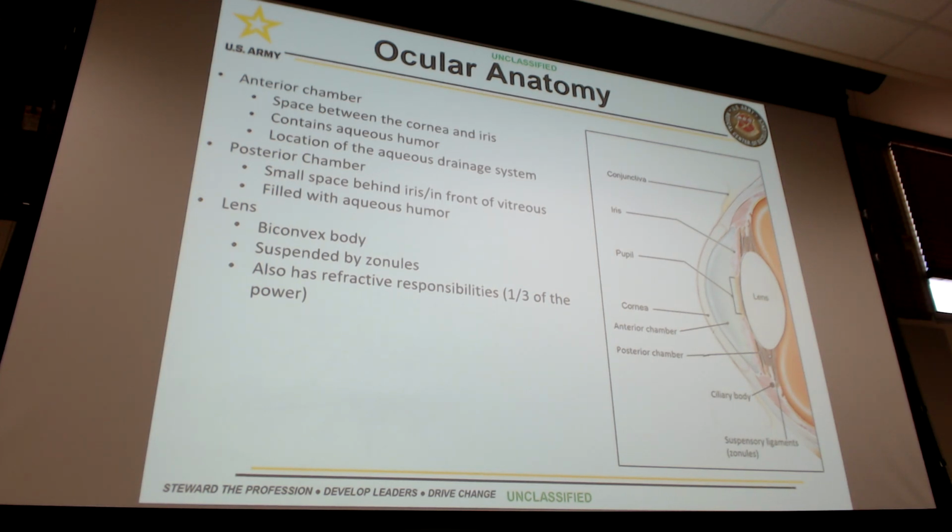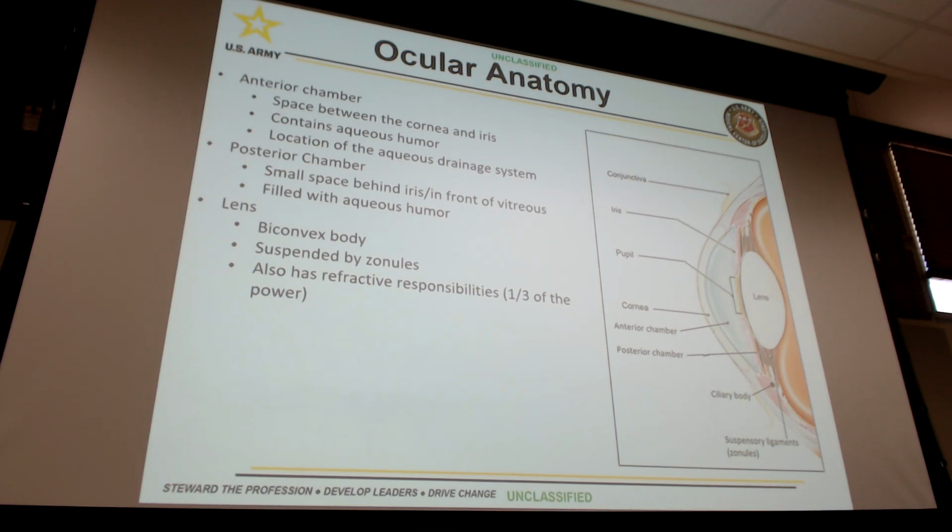Here we can see the anterior chamber. So the anterior chamber lies posterior to the cornea and anterior to the iris and pupil. So this space right here is the anterior chamber. That anterior chamber is filled with aqueous humor. And again, the aqueous humor is produced by the ciliary processes. This is the ciliary body right here. Okay? And the ciliary processes are these little finger-like interdigitations there that produce the aqueous. And then the ciliary body also has that muscle that flexes right here and right here.